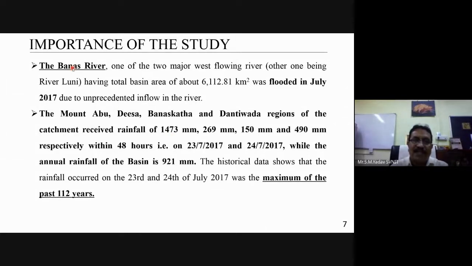So one thing is that the heavy rainfall occurred where the river is originating. Not only that, the river is passing through Deesa, Banaskantha and Dantiwada. These regions also received very heavy rainfall during the same period, 269 mm, 150 mm, and specifically the Dantiwada region, which received 490 mm of rainfall in 48 hours. That is, on 23rd July 2017 and 24th July 2017.